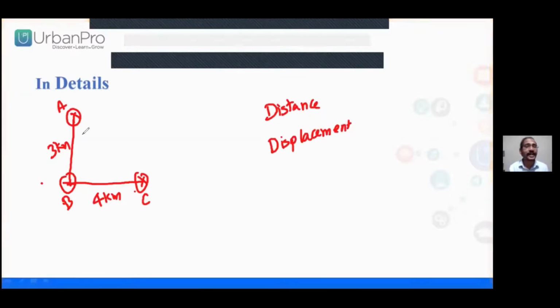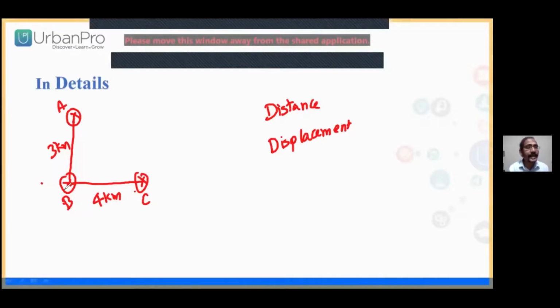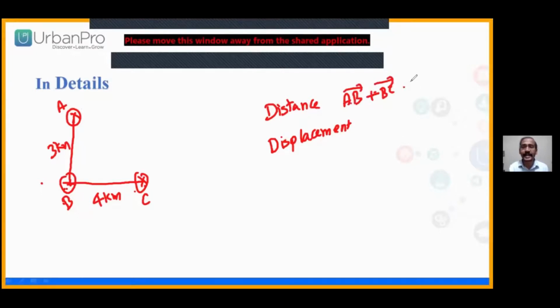As per the definition, the actual path traveled by an object is called distance. What is the actual path? A to B and B to C. So A to B is 3 kilometers and B to C is 4 kilometers. Totally 7 kilometers is the distance.